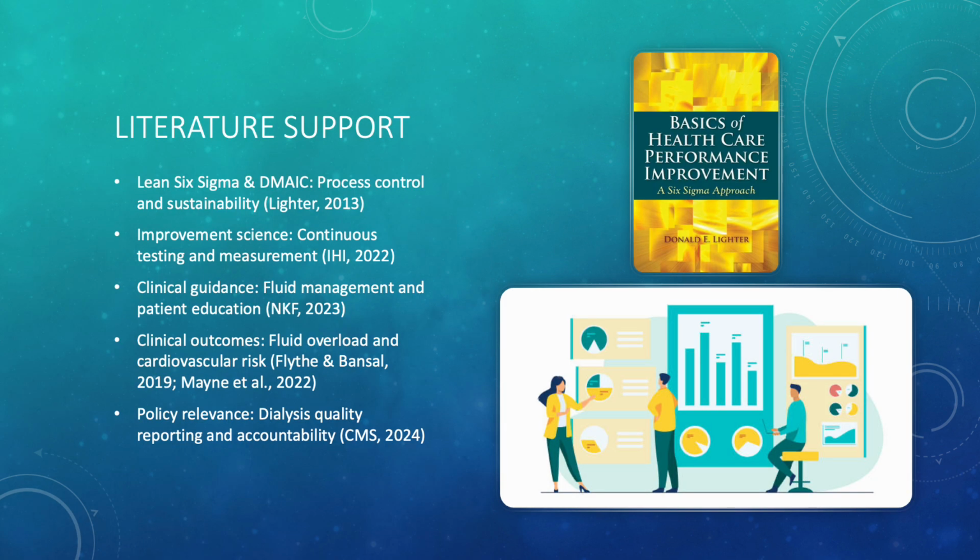This project is strongly supported by the literature. Lean Six Sigma principles guide process improvement and sustainability, while the science of improvement reinforces continuous testing and measurement. Clinical research consistently links fluid overload to hypertension and cardiovascular risk, and systematic reviews demonstrate that poor fluid control worsens cardiorenal outcomes. CMS guidance further emphasizes the importance of reducing hospitalizations and improving dialysis quality metrics, aligning this project with national standards.